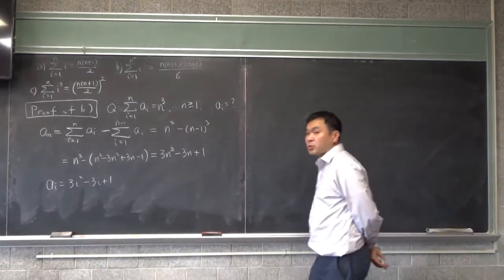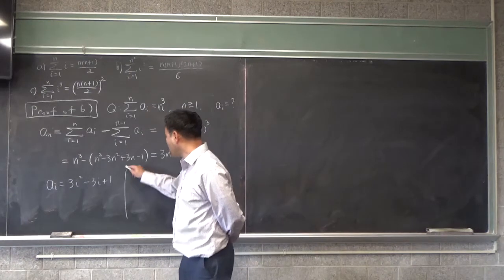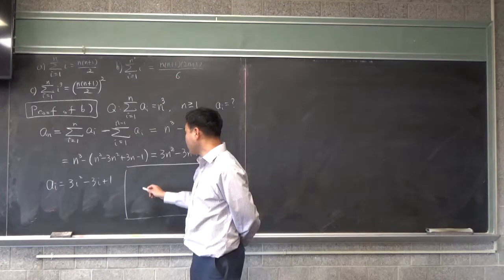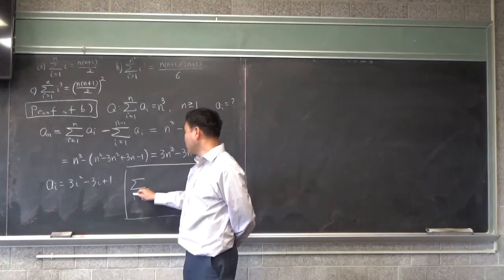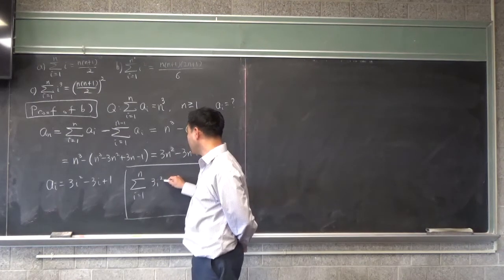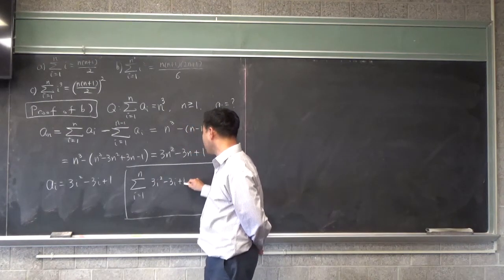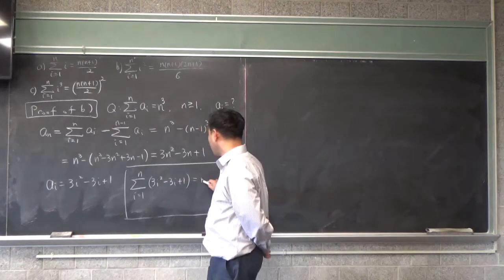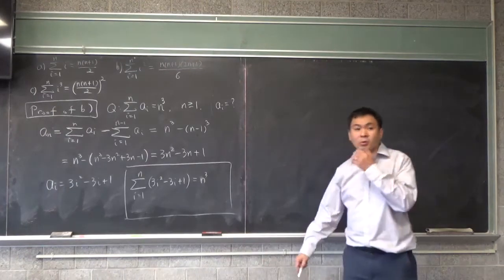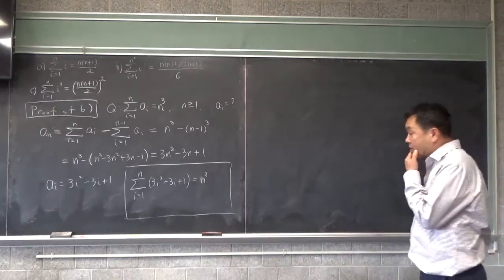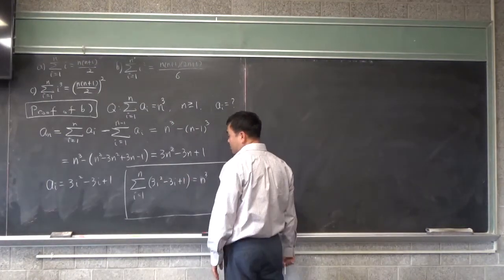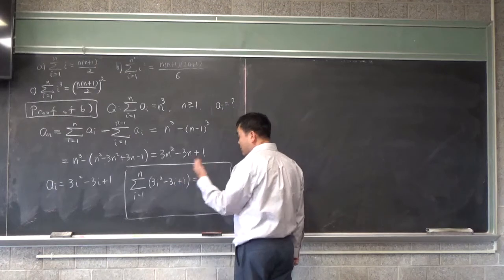Okay, so let's write down the result of what we found here. We found out the summation of i from 1 through n of 3i squared minus 3i plus 1 will give you n cubed for any n. Now what does that mean for, let's say, n equals... let's write this in longhand and see what it means.